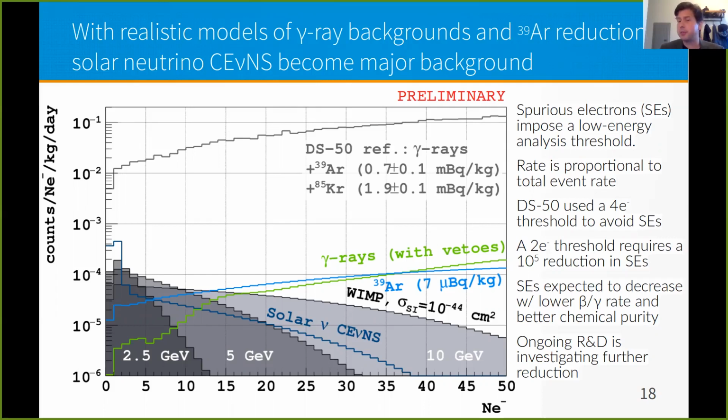However, as I mentioned, we'll get some of this just by virtue of the fact that we're decreasing the overall event rate in our detector. And we also have active R&D going into figuring out how to reduce these as much as possible to do even better.